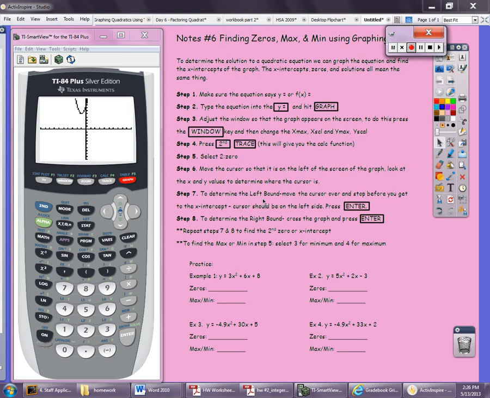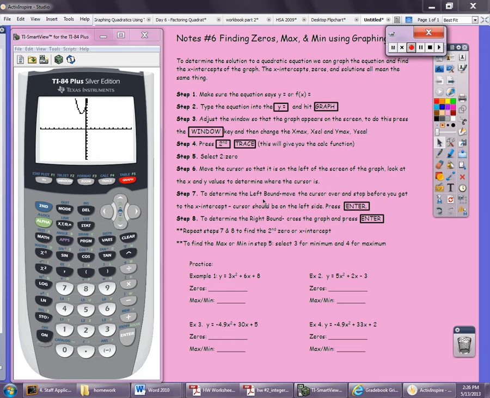Alright, notice number 6. Finding the zeros, the maximum using the graphing calculator. So we can determine our solutions to quadratic equations by graphing them, finding the x-intercepts or the zeros, and we can also find the minimum and the maximum values. Now, to do these, we have about 8 steps or so.